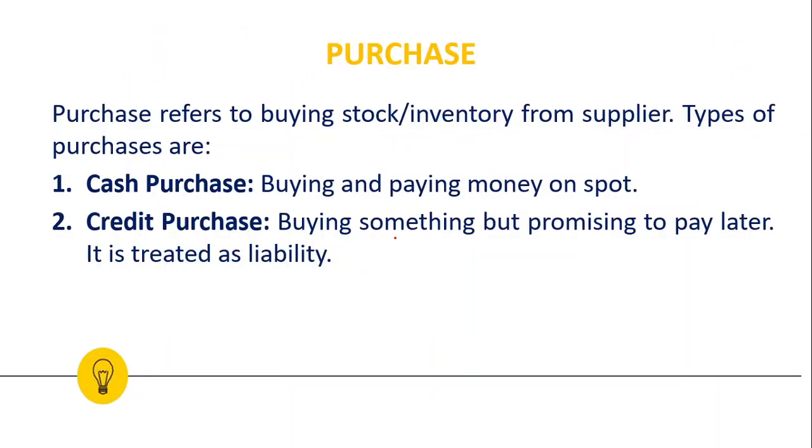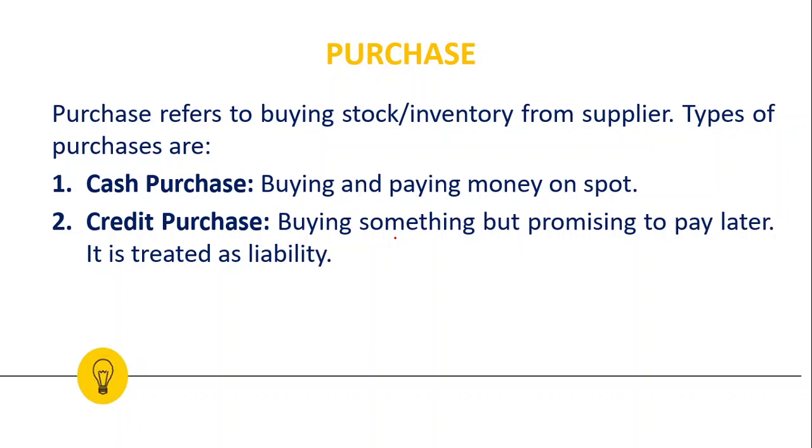Now let's look at the purchase and sale related concepts. Purchase refers to buying the goods, supplies, stock or inventory from your supplier, in the raw form or maybe in the finished form if you are a trading business. So purchasing or buying anything from the supplier is termed as purchases. And there are two types of purchases: cash purchases and credit purchases. If you are buying the goods or merchandise or stock from your supplier and paying the money to the supplier on the spot, that will be termed as cash purchase.